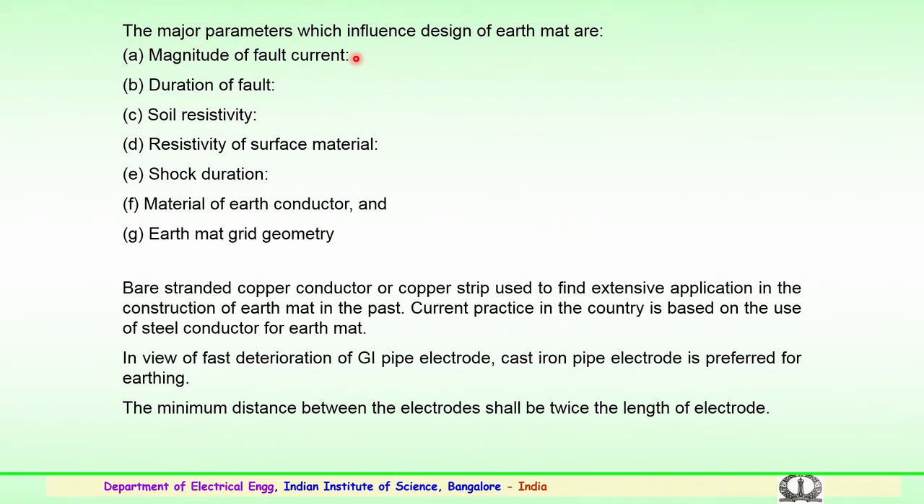So, bare stranded copper conductor or copper strip found extensive application in the construction of earth mats in the past. Presently the practice in the country is mainly based on the use of steel conductor for the earth mat. This could be because of the economic aspects. So, in view of fast deterioration of the galvanized iron pipe electrode, the cast iron pipe electrode is preferred for the earthing, and also the minimum distance between the electrodes shall be twice the length of the electrode. That is the point to be noted here.